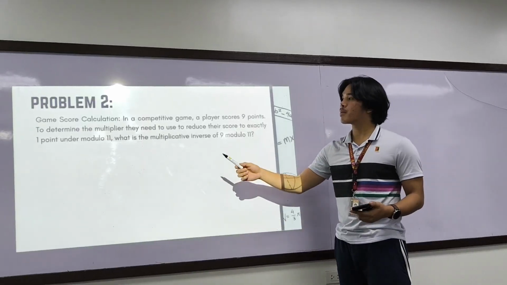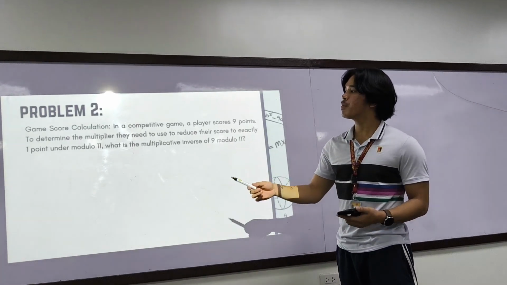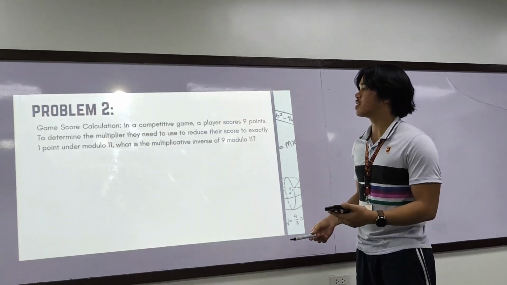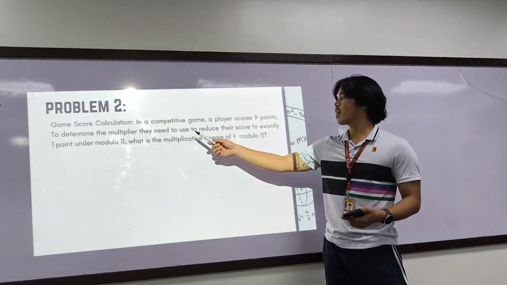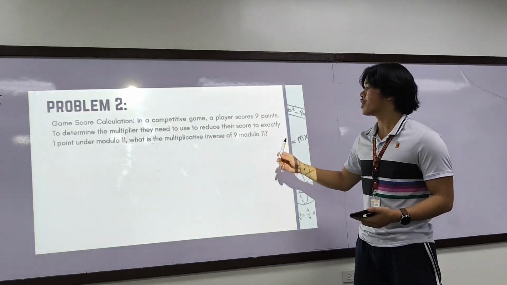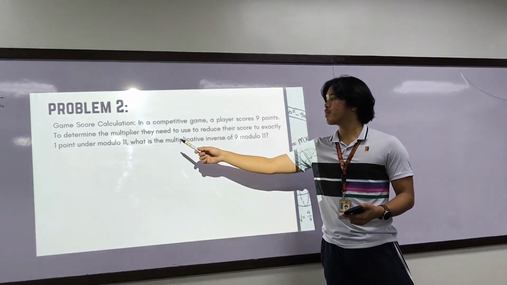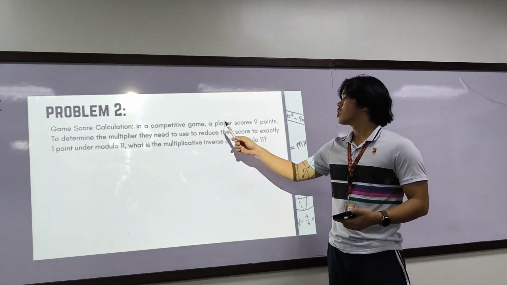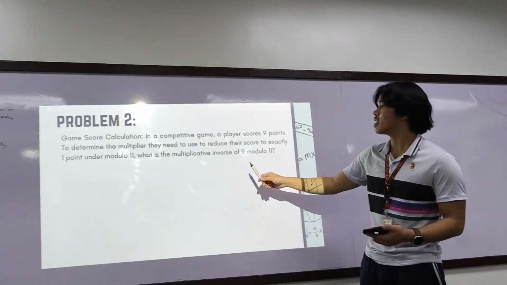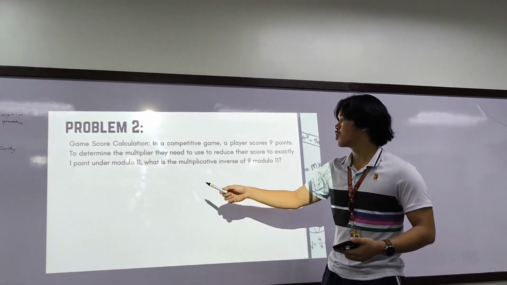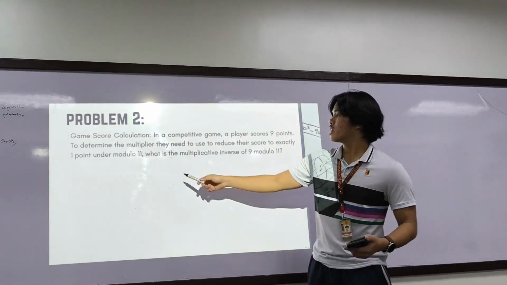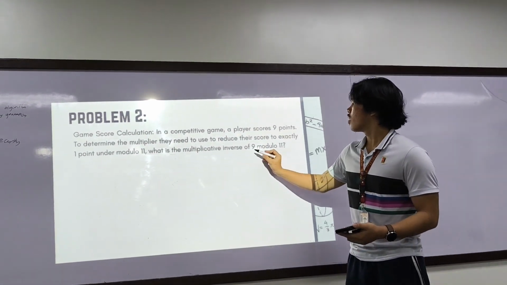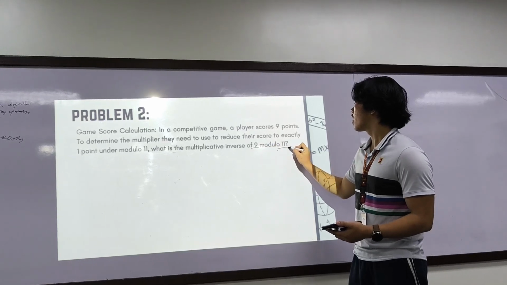So we have here problem number 2. Problem number 2 is about game score calculation. In a competitive game, a player scores 9 points. To determine the multiplier, they need to reduce their score to exactly 1 point under modulo 11. So what is the multiplicative inverse of 9 modulo 11?